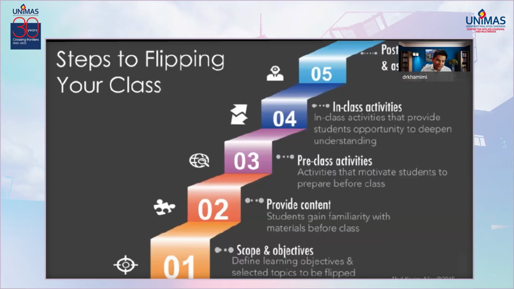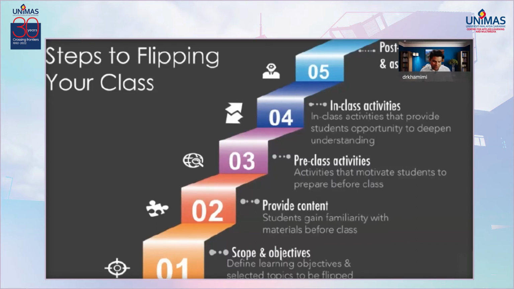Instead of flipping your class, first define your learning LO, provide content, and then do some kind of pre-class activities, in-class activities, and post-class activities. So maybe, perhaps, UNIMAS can translate this kind of step number 1 to 5 into an Excel sheet or some kind of table. You put in scope, objective, content, pre-class, in-class, post-class. So this kind of template can be shared with the faculty members.